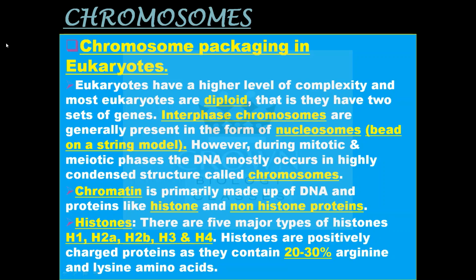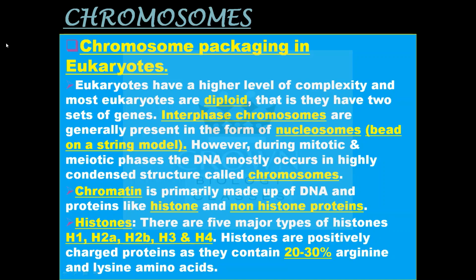Starting with the chromosome packaging in eukaryotes, eukaryotes have a higher level of complexity and most eukaryotes are diploid, whereas prokaryotes and most viruses are haploid. That is, they consist of only one set of genes. But eukaryotes are diploid, that is, they have two sets of genes, and the interphase chromosomes are generally present in the form of nucleosomes. Nucleosomes is nothing but a bead on a string model.